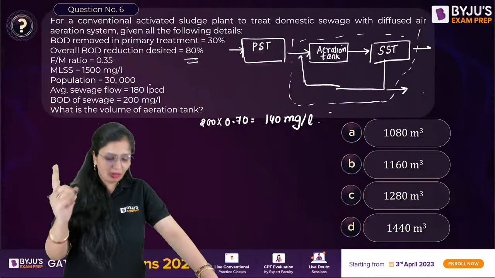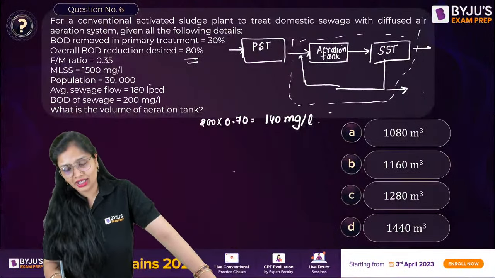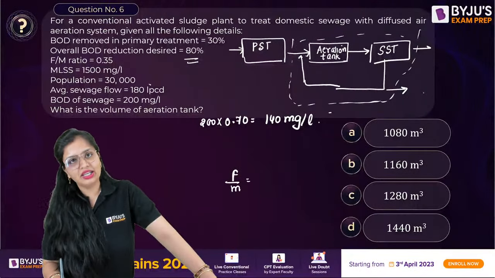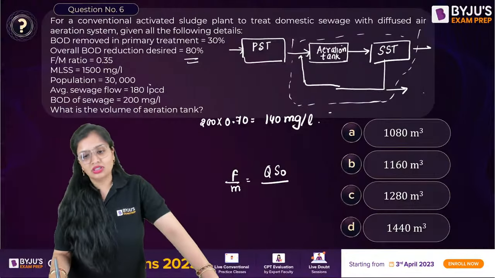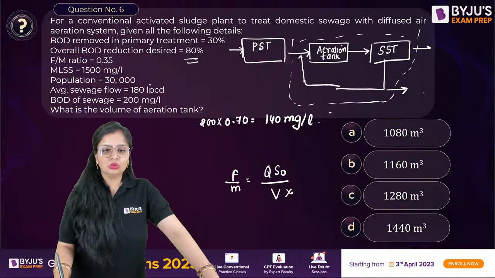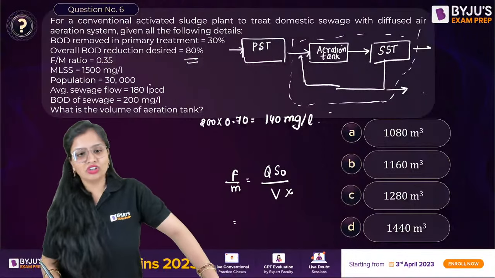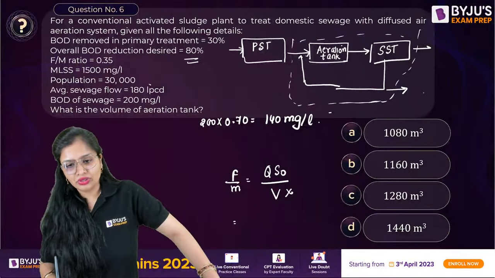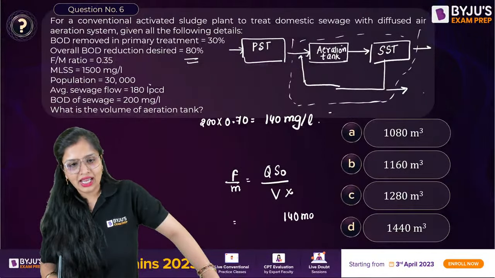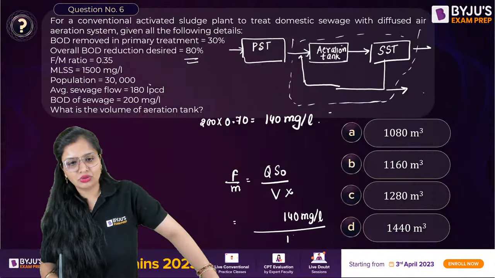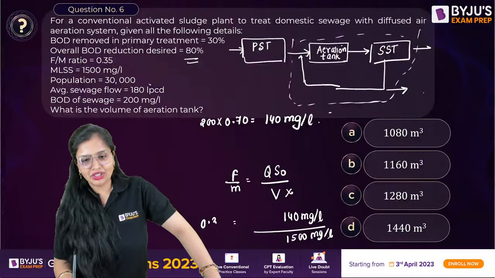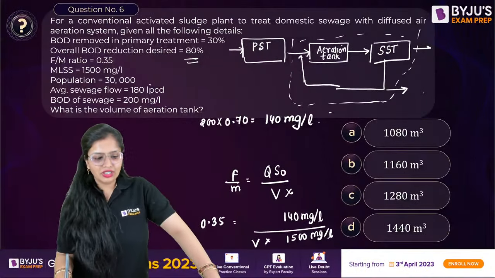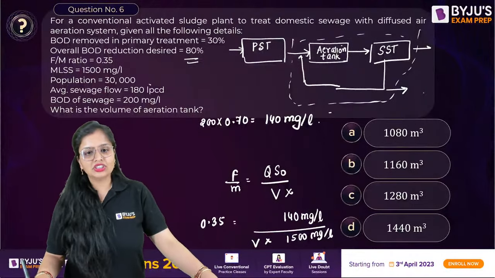Okay. If you remember the formula for food to microorganisms ratio, food is what? BOD, because it is the organic matter, Q into S naught. Microorganisms is V into X. So what are the things which are given, or what are the things you need? S naught, you know, it is 140 mg per liter. MLSS concentration is given to you in the question, 1500 mg per liter. What about volume? Volume you have to calculate. F by M is given to you as 0.35. What is the discharge?